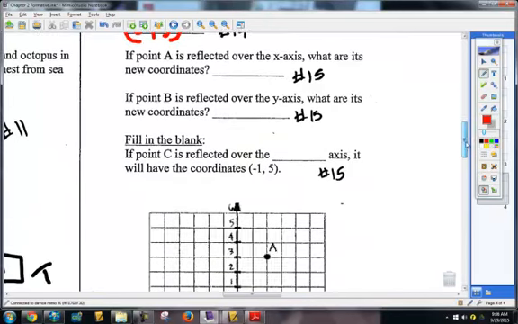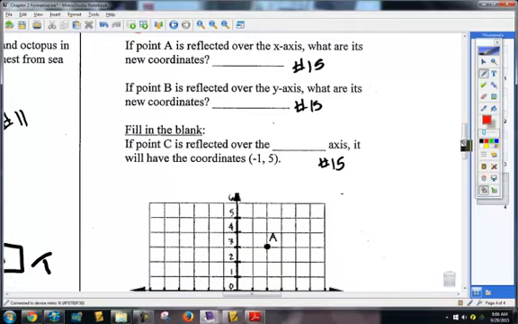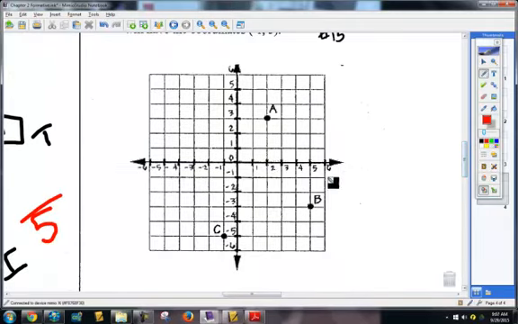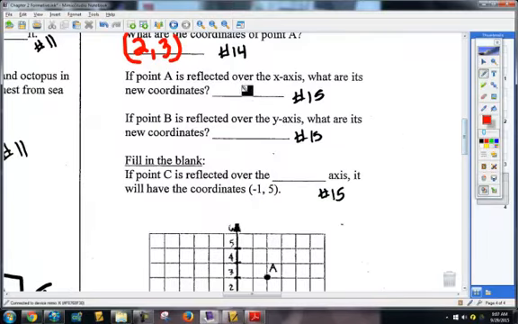Point A is reflected over the x-axis. What are its new coordinates? So this is the x right there. We're reflecting here. So it's 3 away, so it's going to remain 3 away. So that's going to be 2, negative 3. Okay? Everybody good with that?